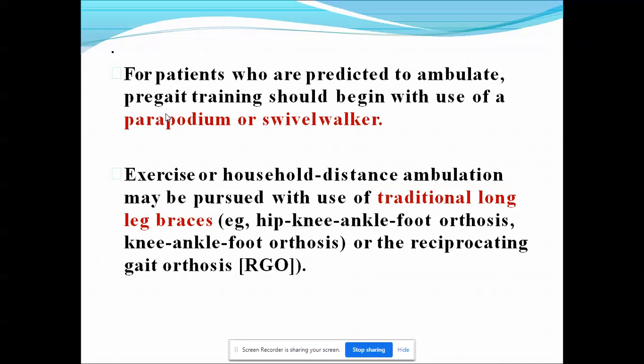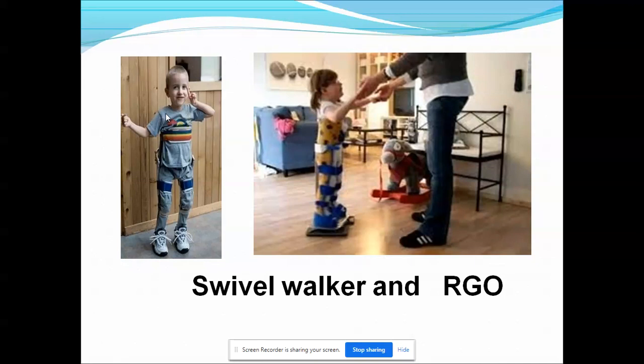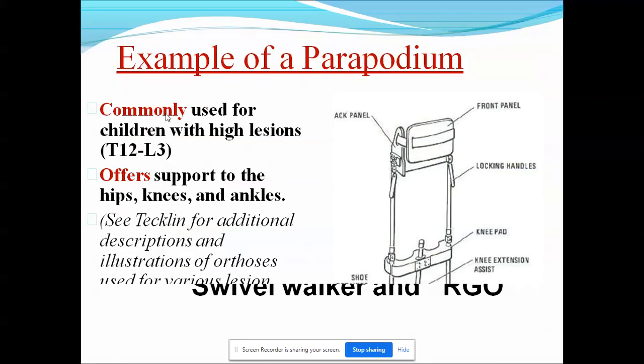Exercise or household distance ambulation may be pursued with the use of traditional long braces. Okay. So there is something called hip, knee, ankle, foot orthosis, and KAFO, that is knee, ankle, foot orthosis. So orthosis we can give to the patient to prevent the deformity and to help in ambulation. You can see this picture. The patient is using the hip, knee, ankle, foot orthosis, and he is able to stand in an erect standing position. In another picture you can see the girl is in standing position, but she is wearing orthosis. So like this, orthosis we can give to help them in standing position.